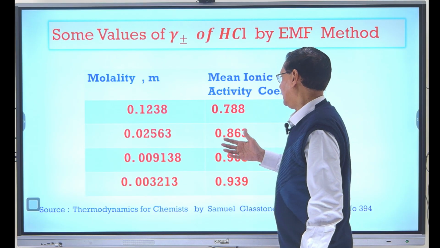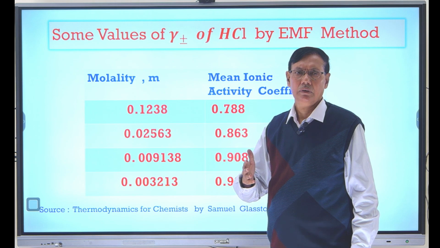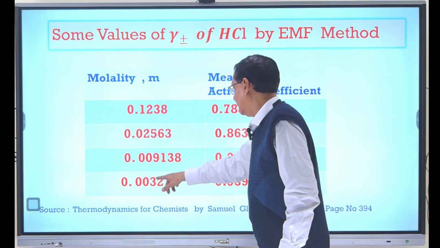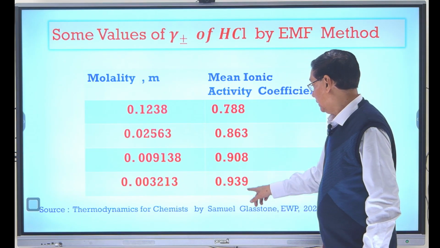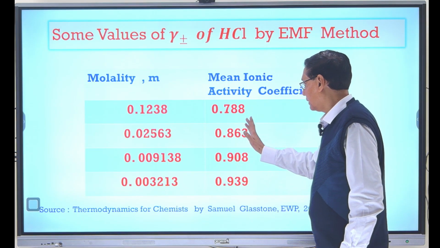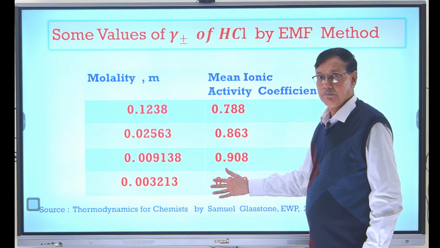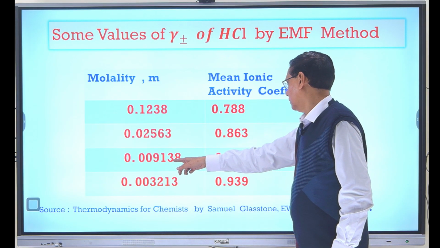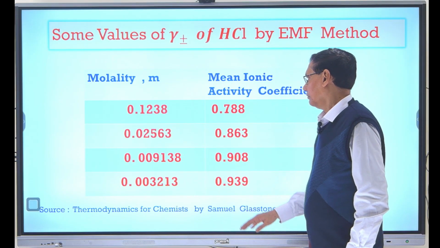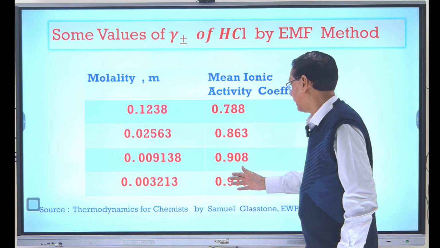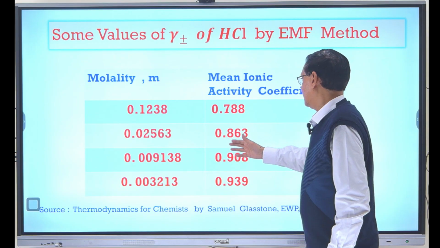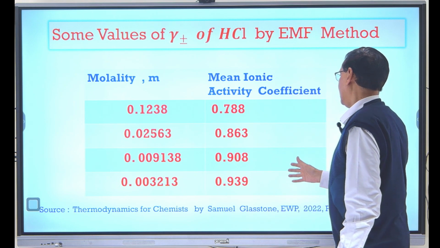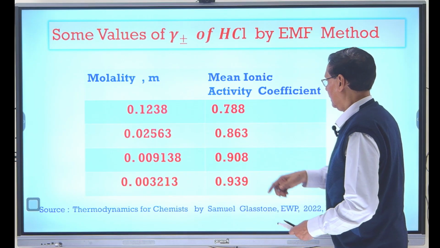So as I told you, if the solution is very dilute, it is an ideal solution, so you see that if the molarity of HCl is 0.003213, it is 0.939. So there is a deviation. It is almost 1. But if I take the concentration 0.0091, then more concentrated, then more concentrated again, you see the deviation is happening. So if I plot a graph between the mean ionic activity coefficient and the molarity, so sometimes I will get, I will show you the graph.